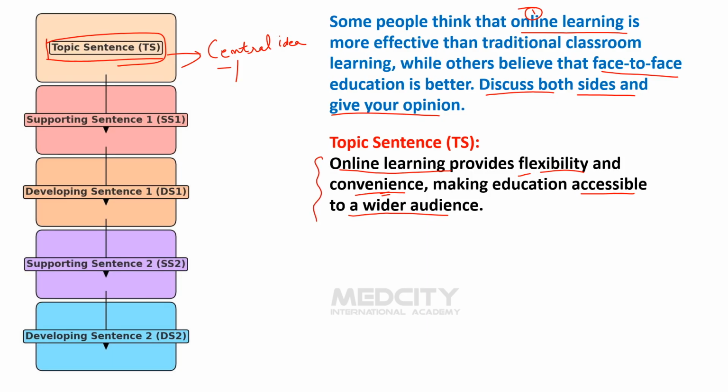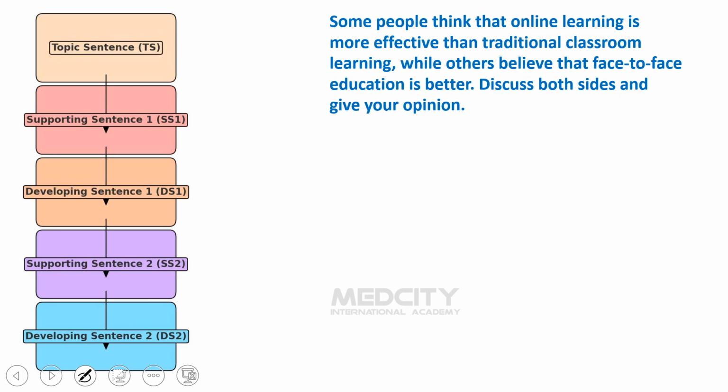Now you open the paragraph with this central idea. That is not enough. The reader would be looking for more details. The reader understands that you are saying it is flexible and convenient. Naturally, the question will come, how? So the next step is to prove your central idea. After writing the topic sentence, we write the supporting sentence. A supporting sentence is nothing but a justification, or support, that you give to the topic sentence.